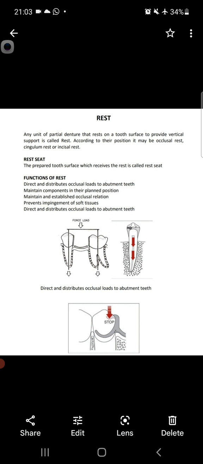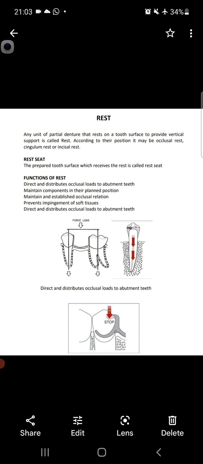Now come to the functions of rest in RPD. Number 1, direct and distribute occlusal load to abutment teeth. Look at the first diagram. It directs the forces along the axis of the tooth and distributes the occlusal load to abutment teeth. Now come to the second function. Look at the second diagram.